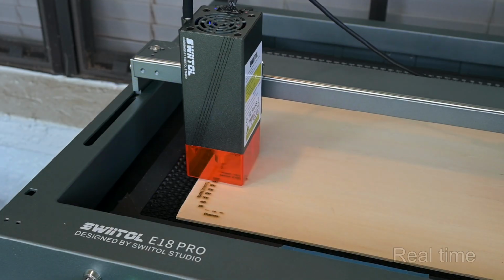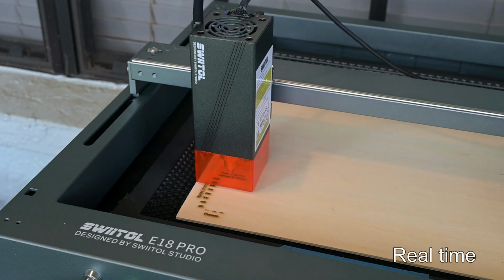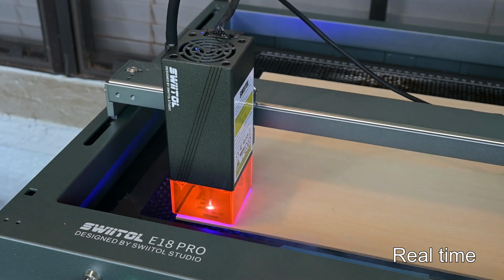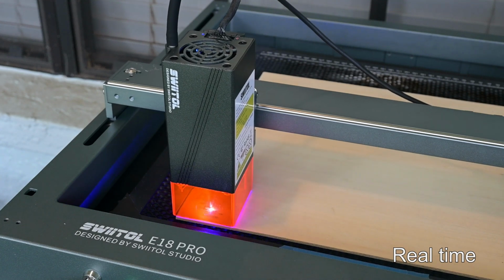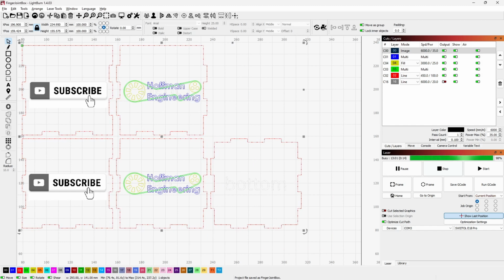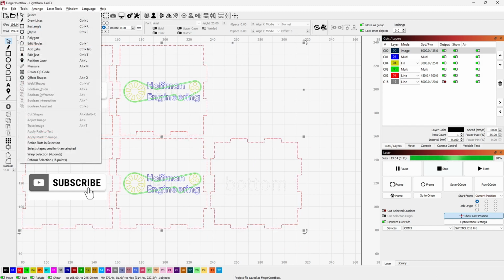As mentioned before, the laser I received did not include the air assist compressor or honeycomb bed. I used my own during the review, and I highly recommend anyone pick up their own. They make for a much more consistent cutting experience. The Swiitol E18 Pro laser can work with any GRBL compatible software, including LaserGRBL and Lightburn.